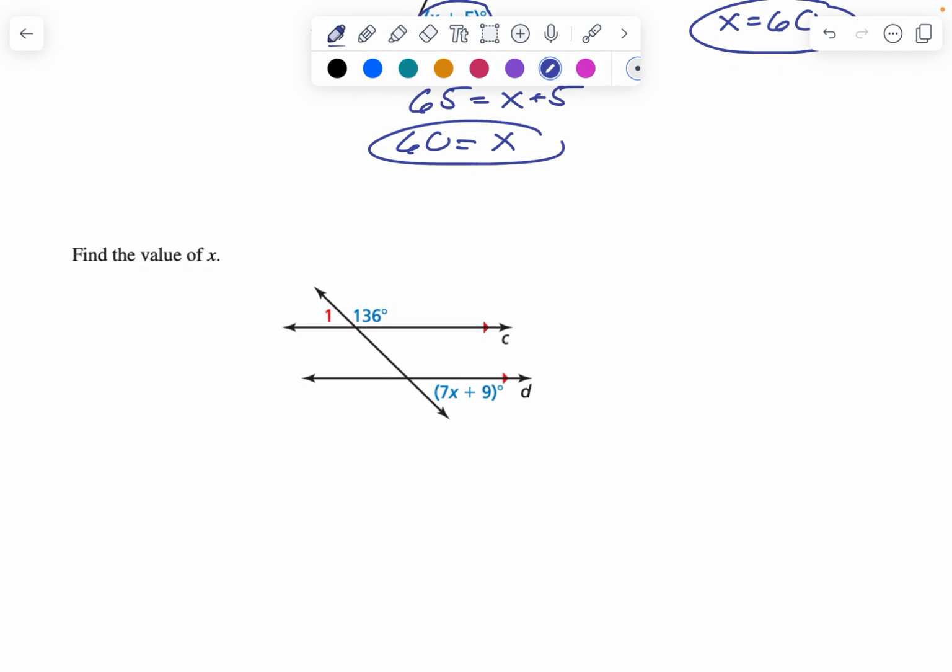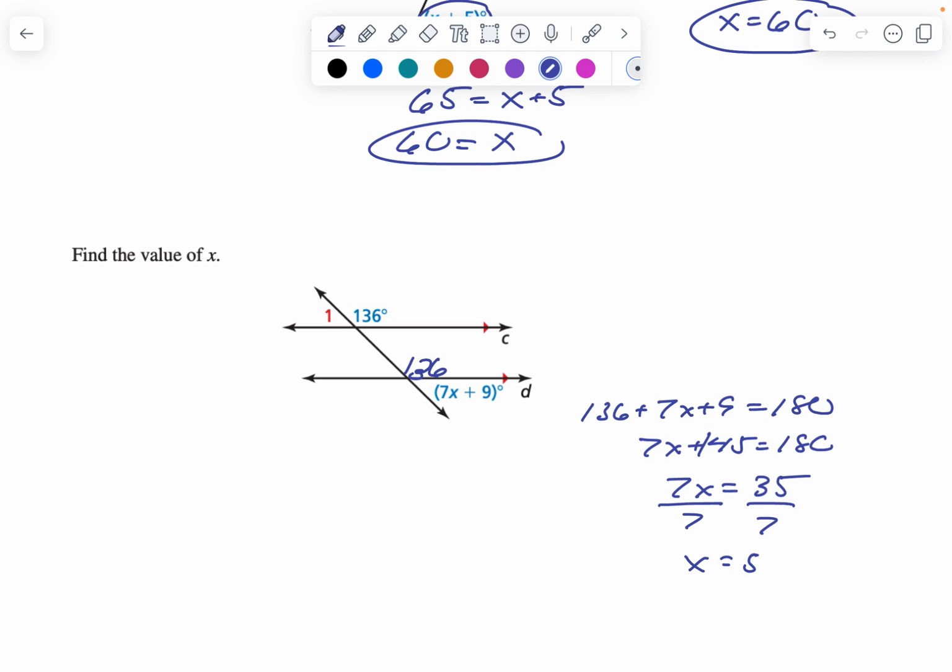This one, similarly, the corresponding angle is 136 right there. So we could do 136 plus 7x plus 9 equals 180, or 7x plus 145 equals 180, 7x equals 35. There we go. And then divided by 7, we get x equals 5. So that's one way.